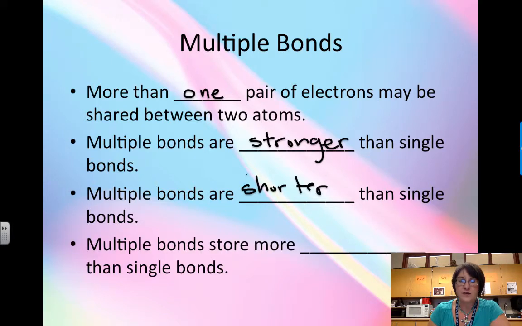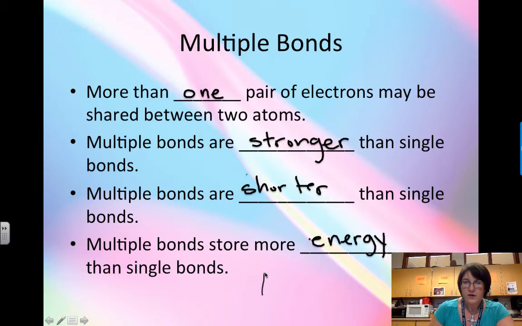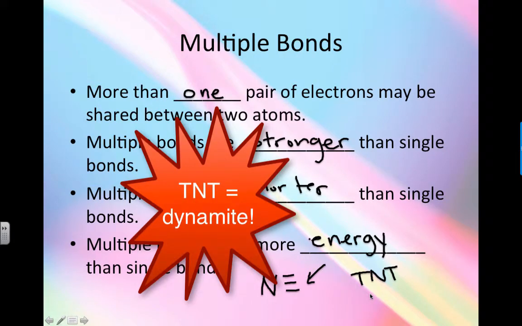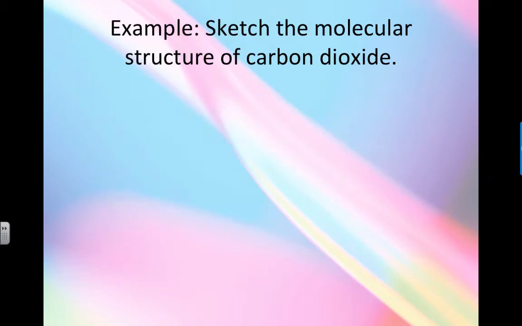And since the distance between the positive nucleus and the negative electrons is smaller, then it's going to take more energy to separate the particles that are joined together by multiple bonds. So multiple bonds store more energy than single bonds. That's why nitrogen, that tends to form 3 bonds, is going to have a lot of energy in it, and it makes a lot of the explosives that we use, like TNT is trinitrotoluene, because there's triple bonds in that compound. So let's draw the structure for carbon dioxide so we can see how to do the multiple bonds.